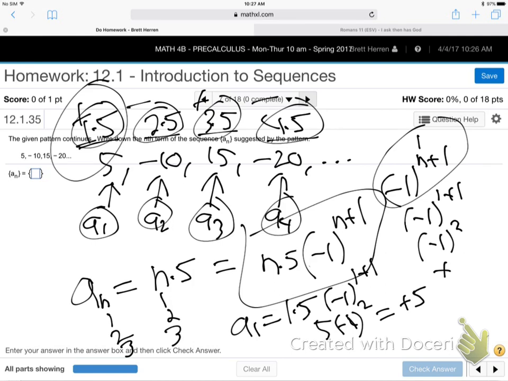But then a sub 2 will be 2 times 5 times -1 to the 2 plus 1. That's going to be -1 to the 3. It's going to be minus 10, isn't it? So it's working. See that? So it's -1 to the n or n plus 1, depending whether you want to start negative or start positive.